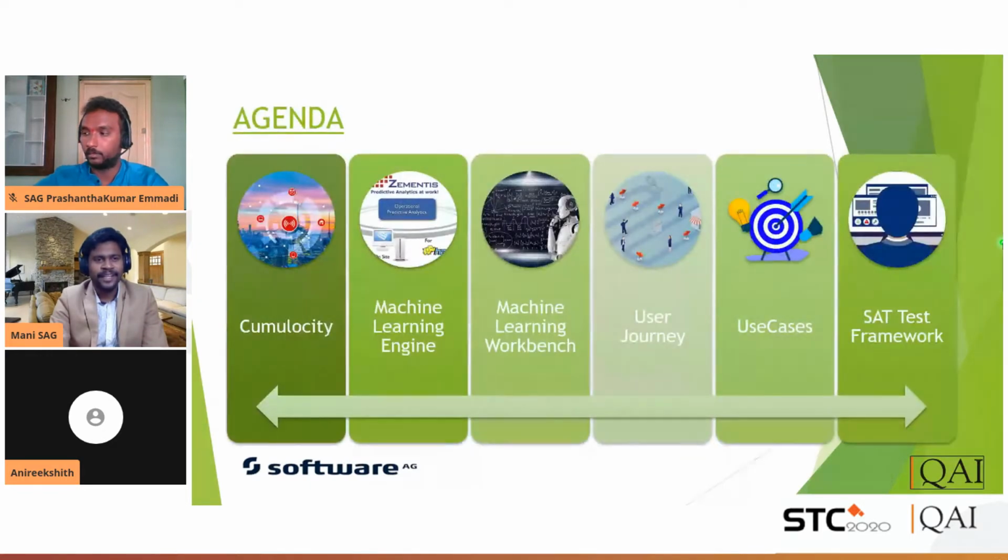Let's get going. So here is the agenda for today's session. We will take you through the product line we have, starting from the Cumulocity platform, which is our end-to-end IoT platform. We'll talk about the machine learning impact we make through the product line using our own applications. We will go through the user journey, how a specific user can use it and take the benefit out of it. We'll also, most importantly, talk about the use cases along with our testing framework.